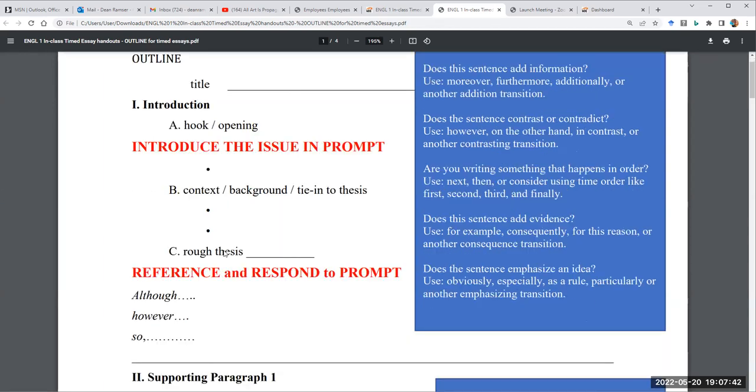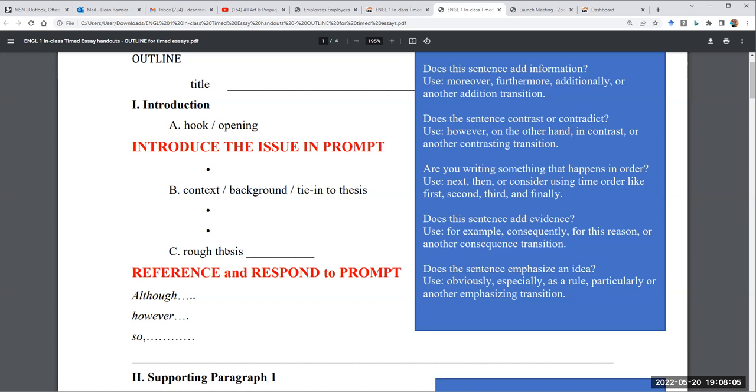Then you have your rough draft thesis. So that's all in the very first paragraph. I recommend your thesis statement be one sentence. There are some professors that are okay with having two sentences. I think having a period in the middle of a thesis statement breaks it up and doesn't make it do what it's supposed to do, which is pivot to three different places.